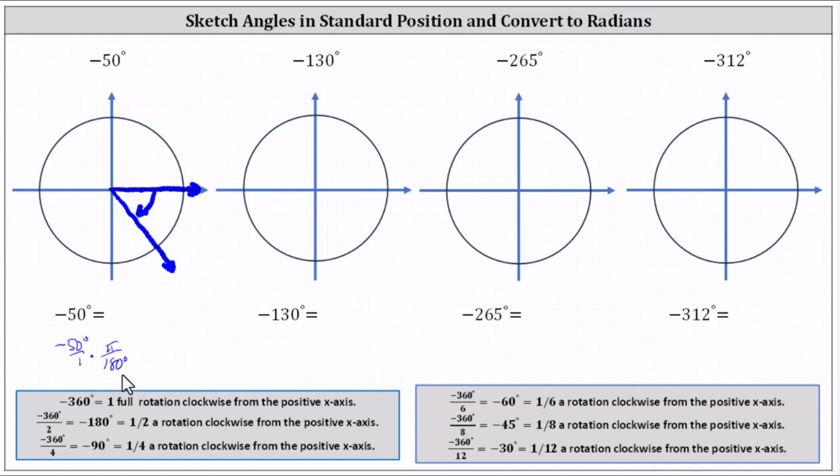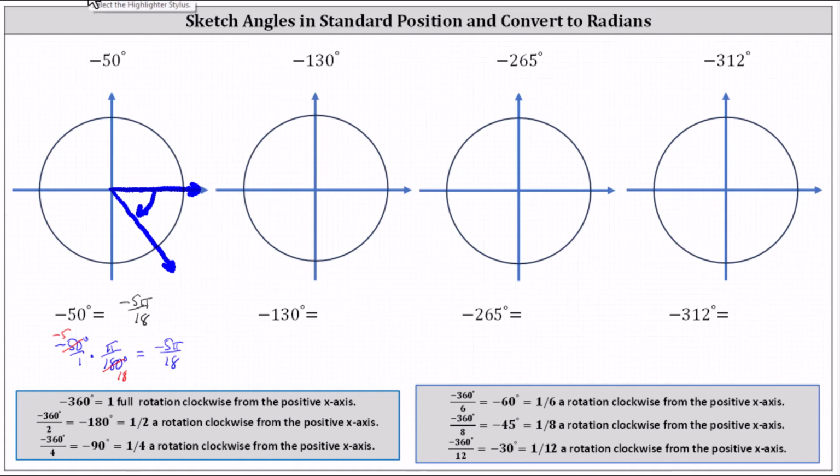The greatest common factor between negative 50 and 180 is 10. Negative 50 divided by 10 is negative 5. 180 divided by 10 is 18. Negative 50 degrees is equal to negative 5 pi divided by 18 radians. Sometimes you will see an RAD for radians, but it's more common to leave the units off. Whenever we have an angle that doesn't give units, we assume the units are radians.